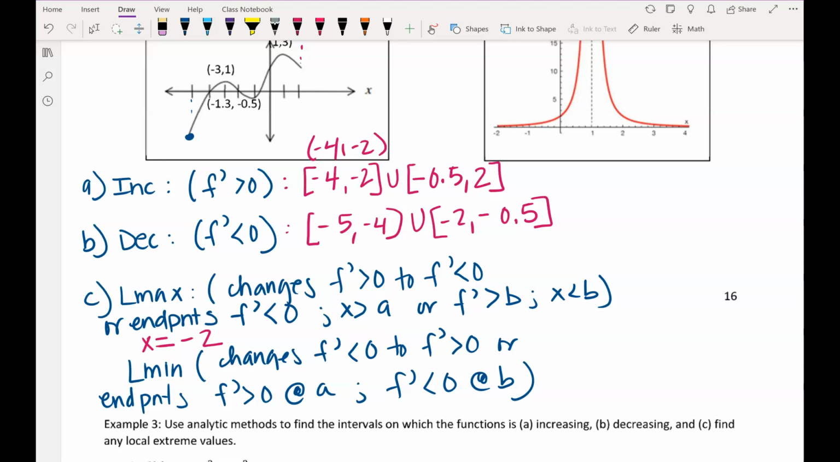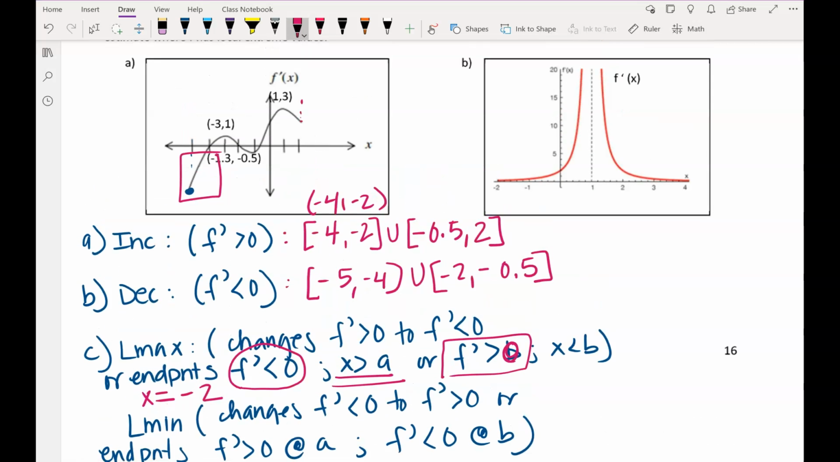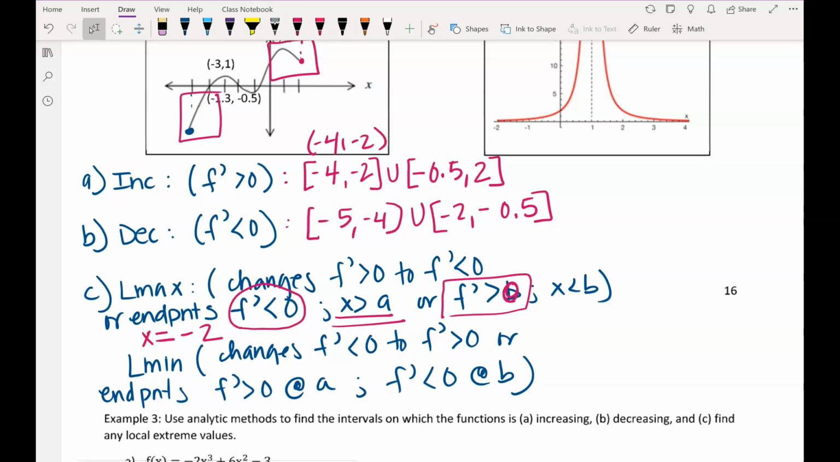Let's look at the endpoints. The endpoint says f prime must be negative on the left side. Is that a negative on the left side? Or f prime must be, oops, that should have been positive. That should have been 0. Positive on the right side. Is this positive? So both endpoints, students, are going to be your local max. So -2, 2, and -5. Those are all local max.